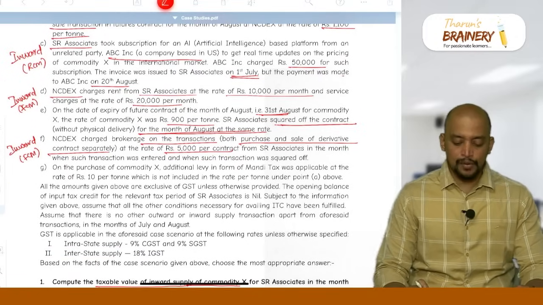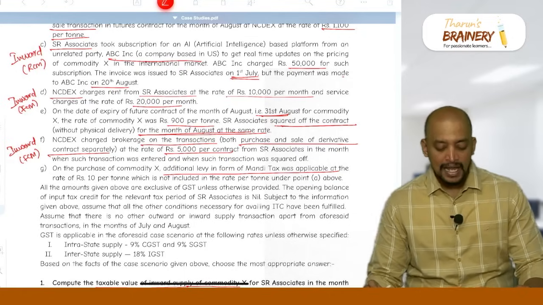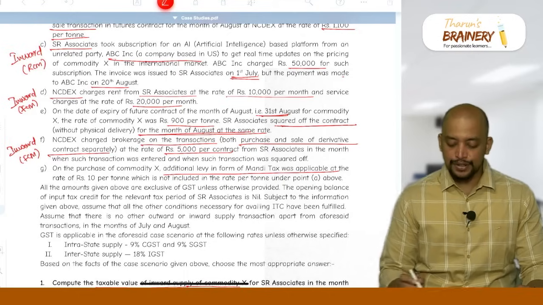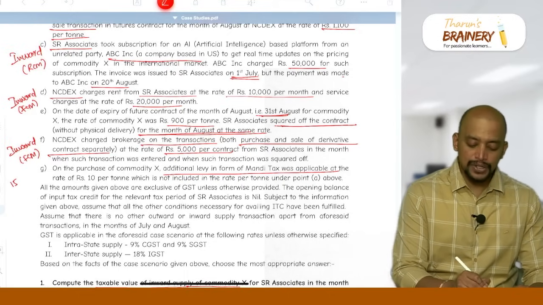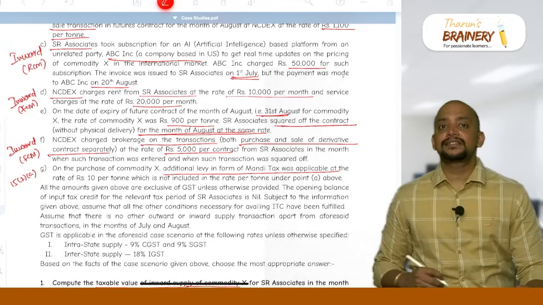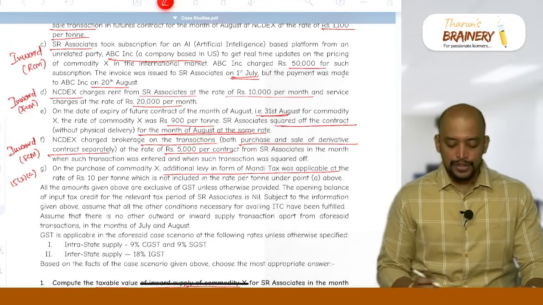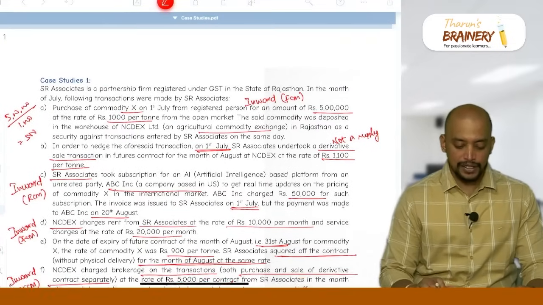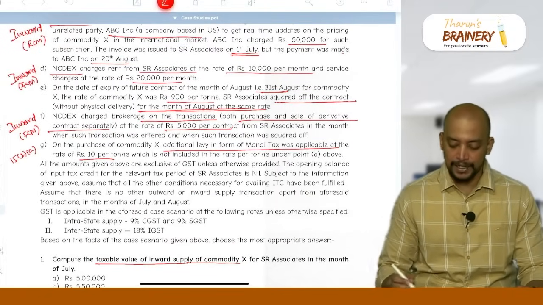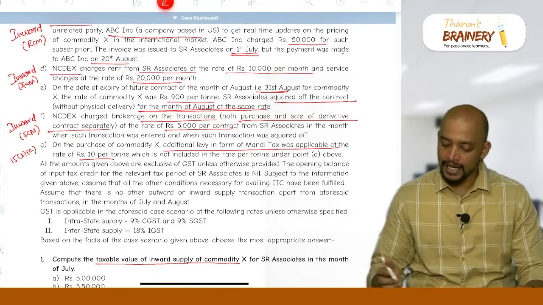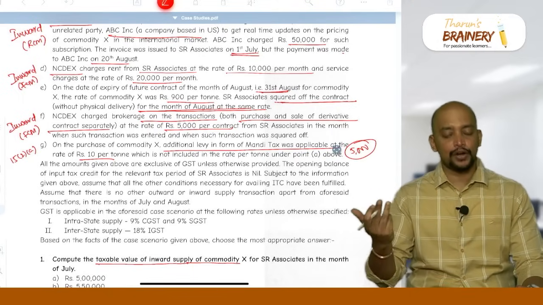Then on purchase of commodity X, an additional levy in the form of mandi tax was applicable at the rate of 10 rupees per ton, which is not included in the rate per ton in point A above. This is an inclusion in value as per 15(2)(a): taxes, duties and cess by whatever name called other than GST should be included in the value. We already calculated 500 tons, so 500 into 10 rupees per ton, that is 5,000 is the mandi tax. This should be included in the value of commodity X.